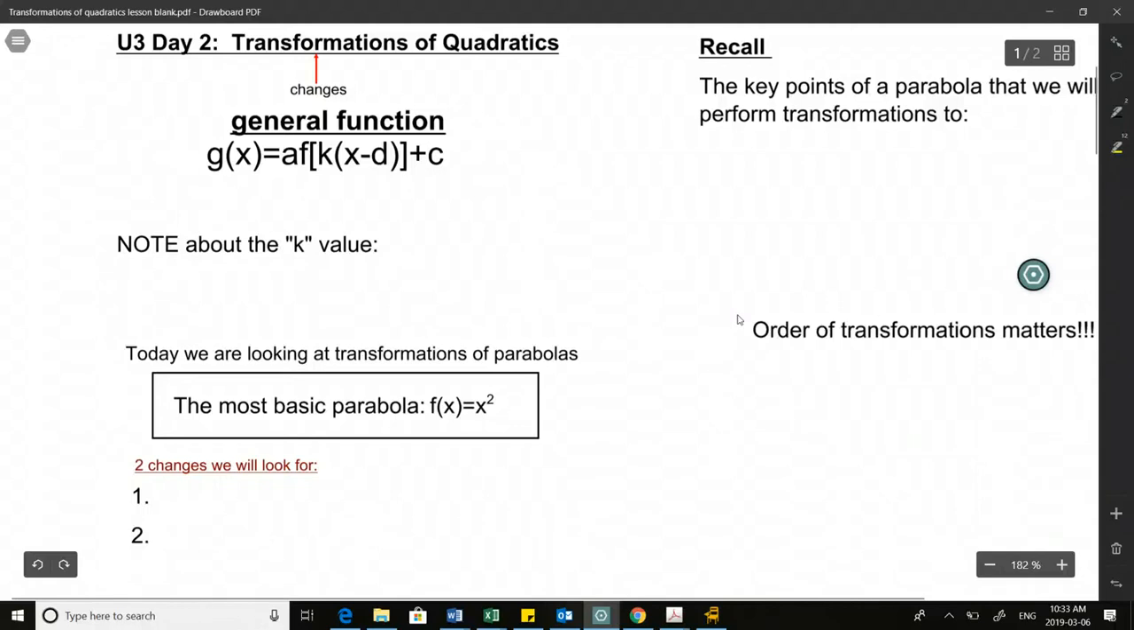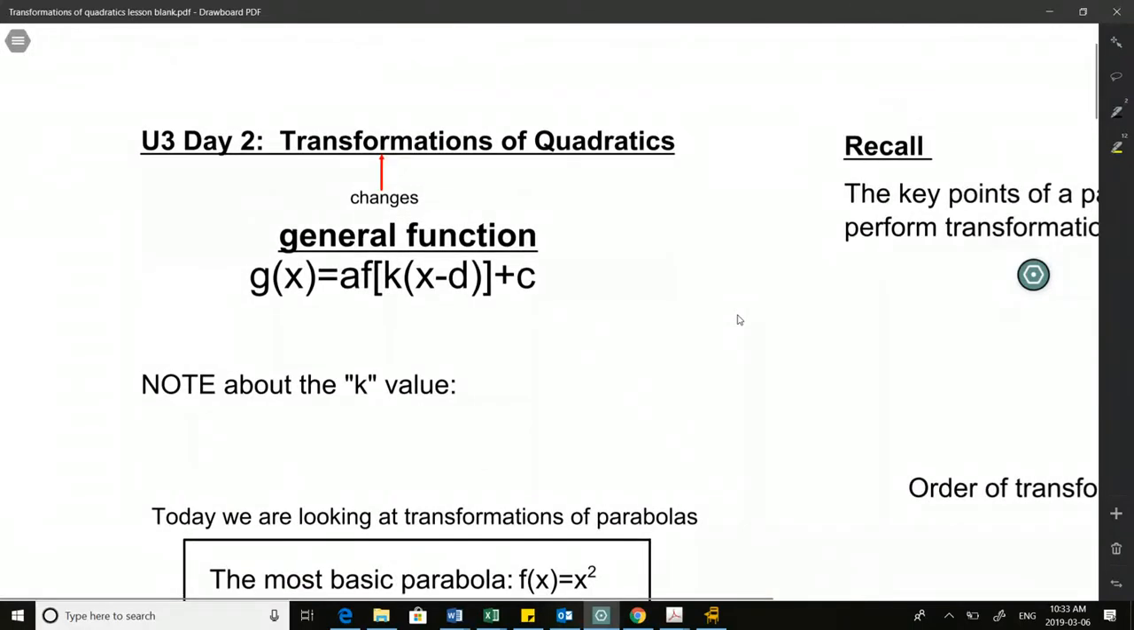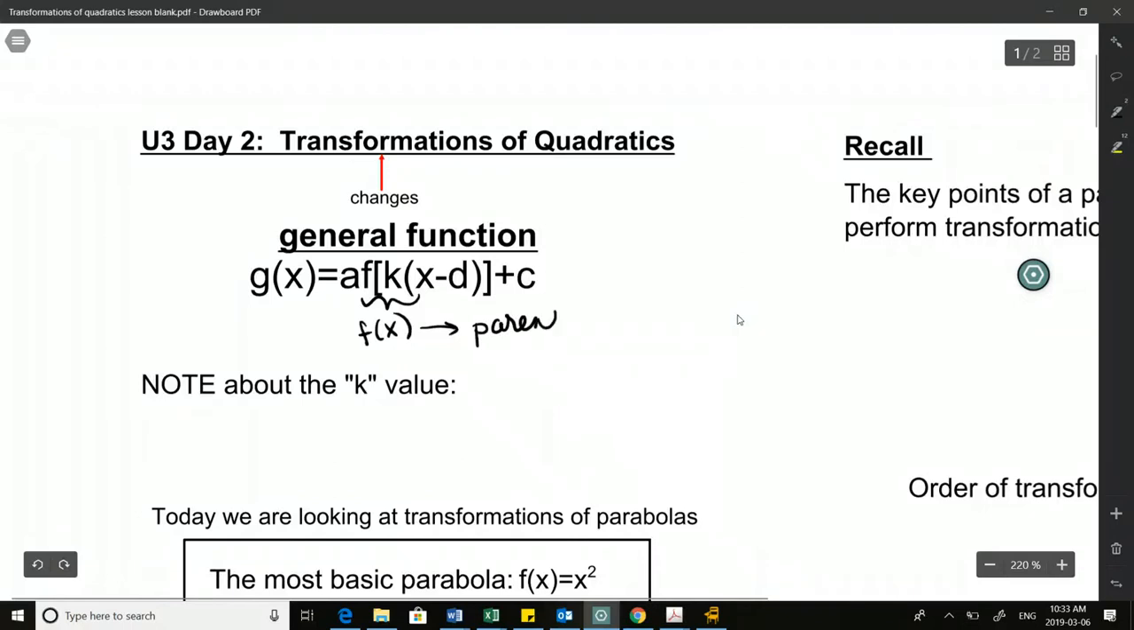All right, so we're going to talk about transformations of quadratics today. We of course remember our general function for transformations where we have the a, k, c, and d values. Remember, of course, that the f part of this is really just f of x, and it refers to whatever parent function we are trying to transform.